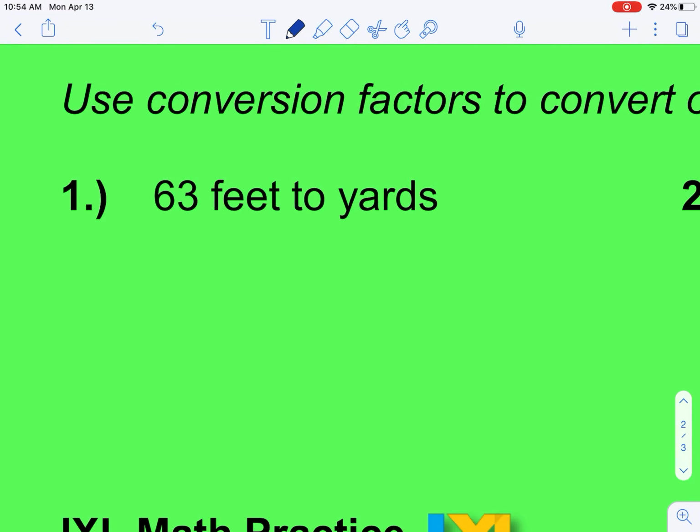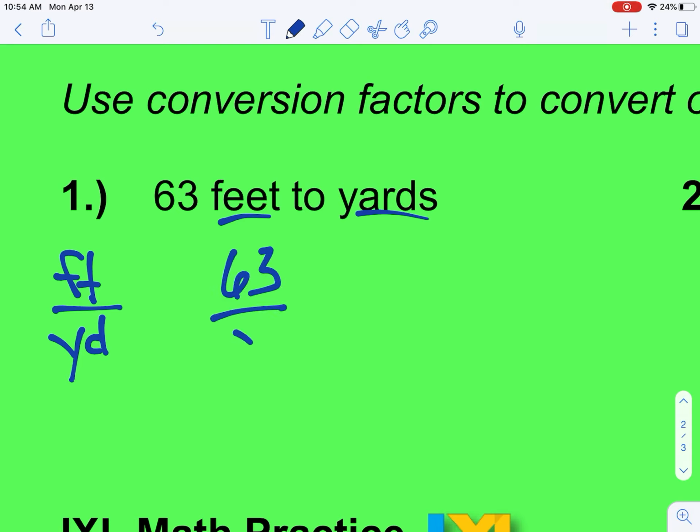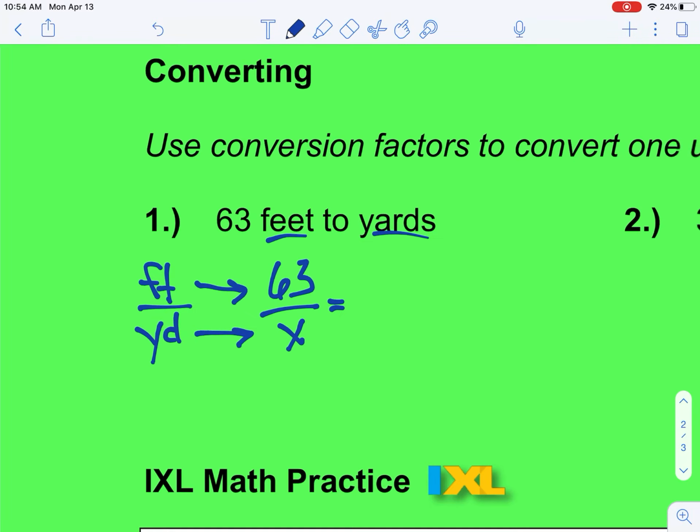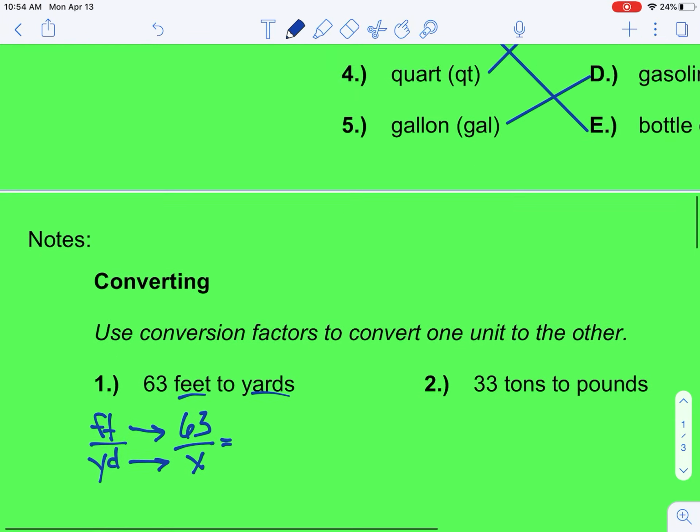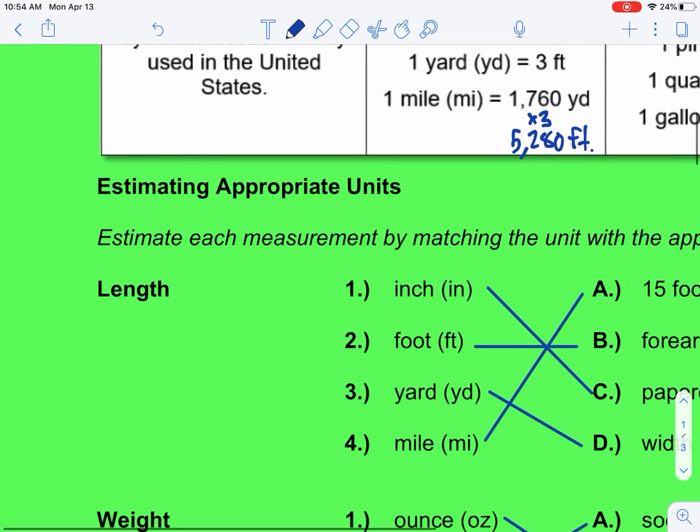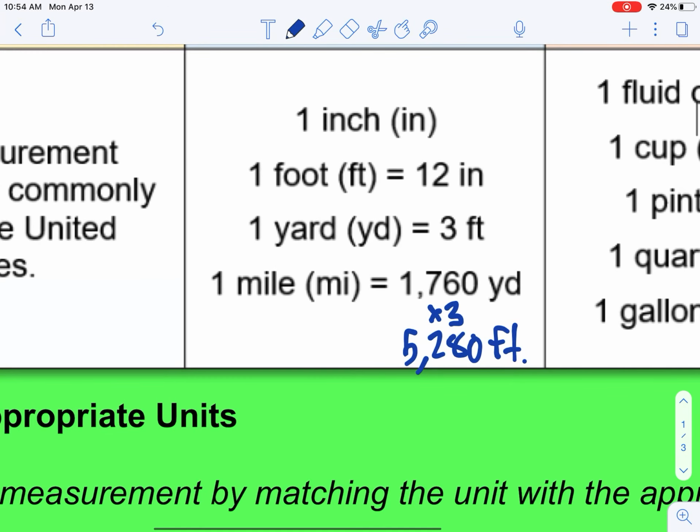So the two things that I'm comparing is feet and yards. So I'm going to put feet on the top and yards on the bottom. Now I know that I have 63 feet and I don't know how many yards that is. I'm going to make sure that feet are on the top and yards are on the bottom. Now if I go back up to the top, I'm comparing feet and yards. So if I look right here, I know that 1 yard is 3 feet. So I'm going to use that information to solve my problem.